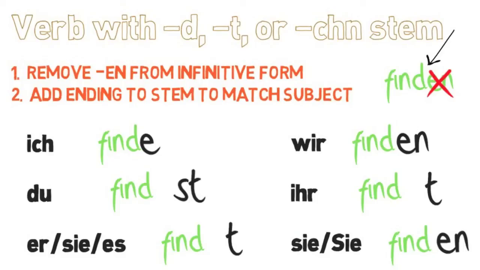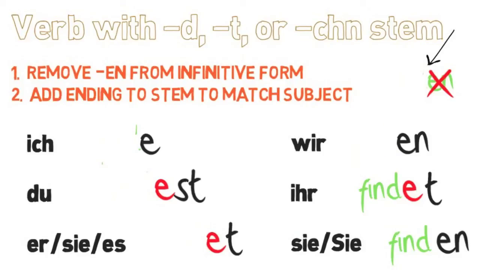It's unpronounceable, and what's the point of adding an ending to a verb if you're not going to be able to pronounce it? The solution is to add an adapter before the ending, the letter E, basically as a filler vowel to get that ending to be pronounceable. Now we have findest and findet, which are much easier to say.